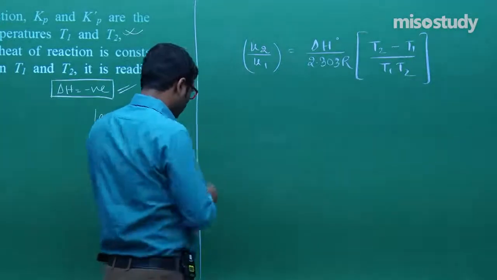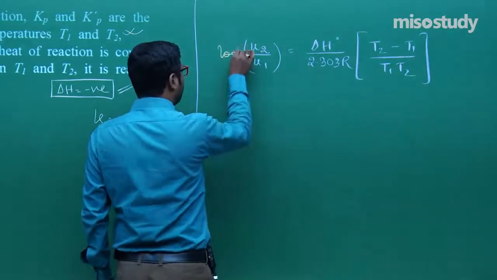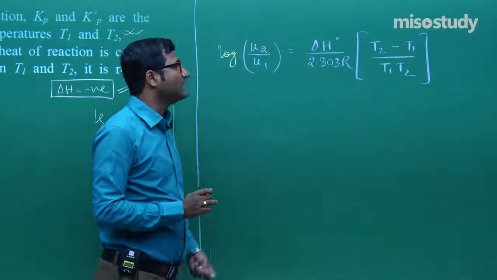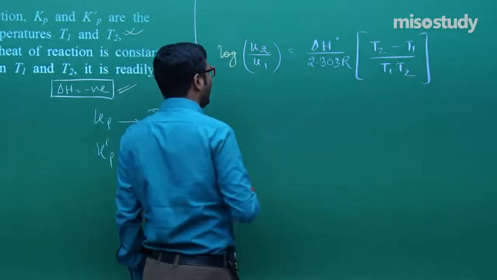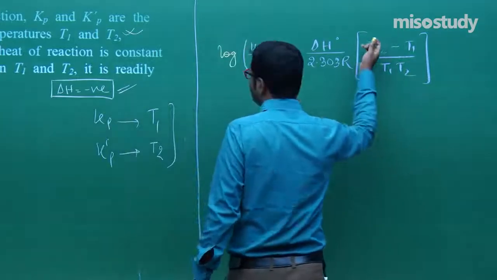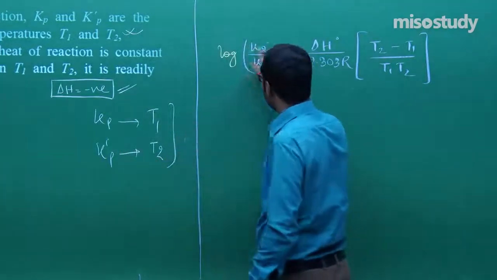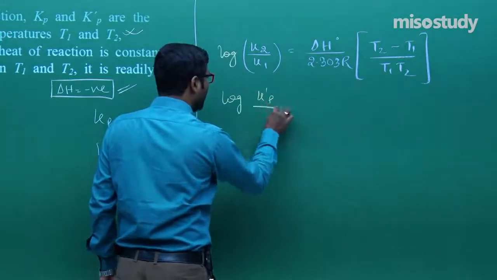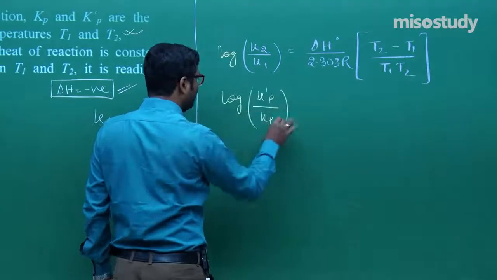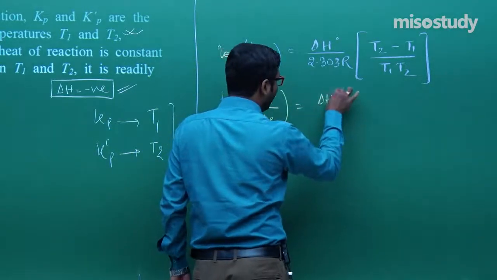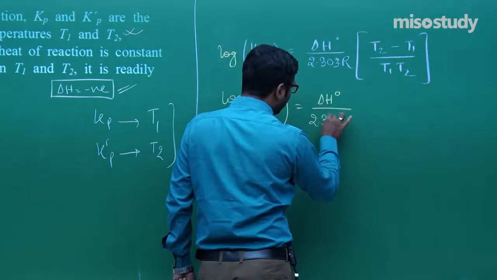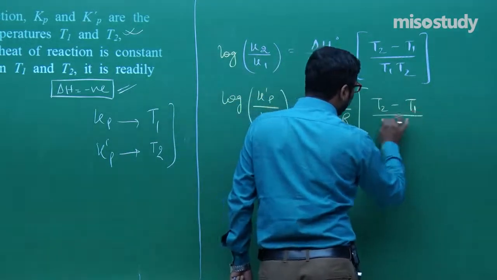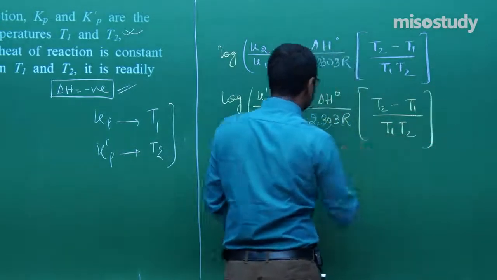Log K2 upon K1 is equal to delta H upon 2.303 R into (T2 minus T1) upon (T1 into T2). Here the question is at temperature T2, that is K dash P. So write it like this: K dash P upon Kp is equal to delta H upon 2.303 R into (T2 minus T1) upon (T1 into T2). This is the expression.